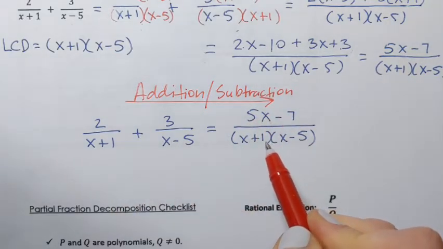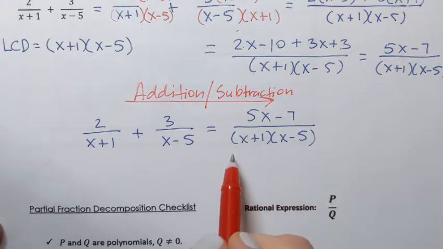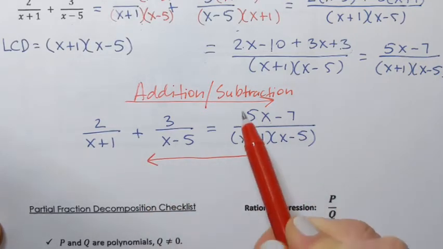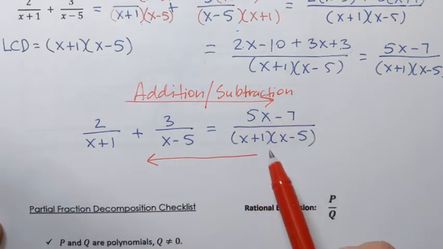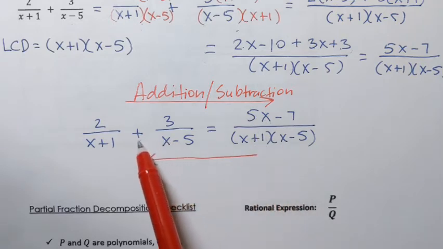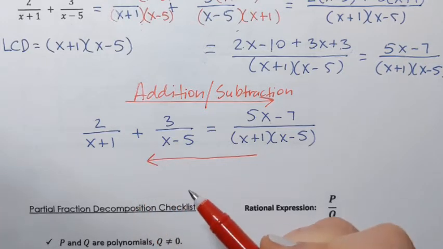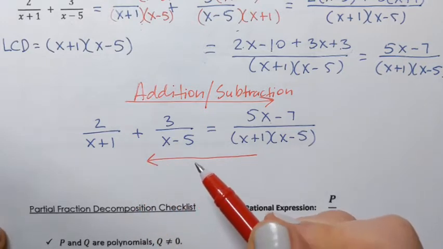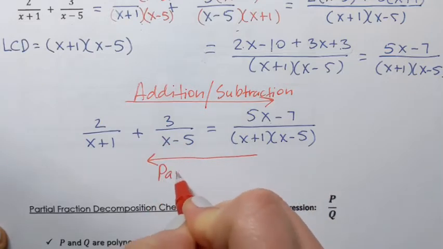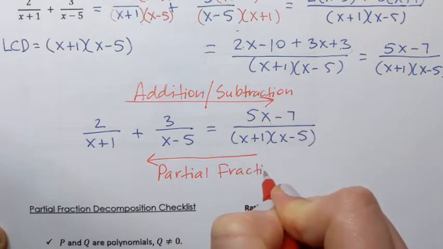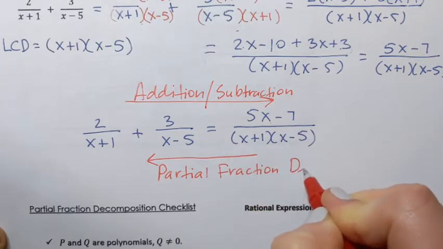But to obtain partial fractions, we have to go in the reverse direction. So going backwards, meaning starting with a rational expression like that, and rewriting it as the sum or difference of two or more fractions, or simpler rational expressions. It's called partial fraction decomposition.